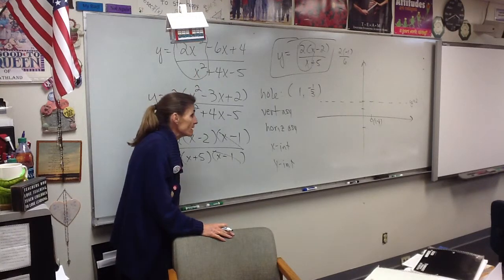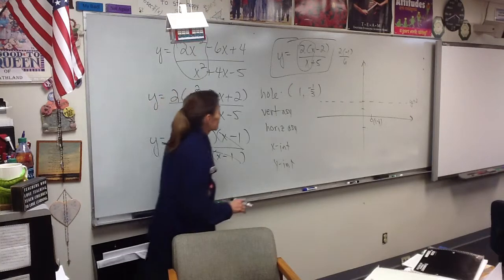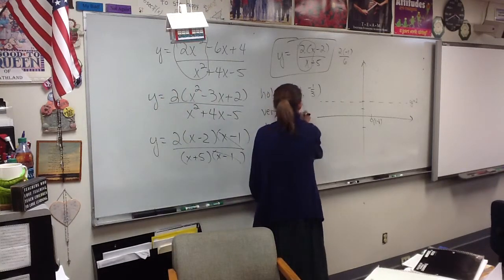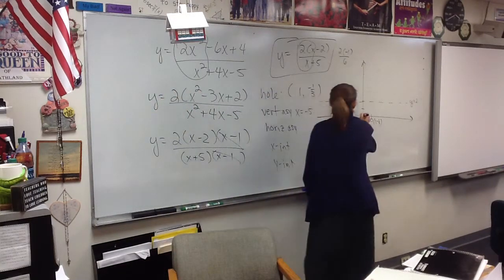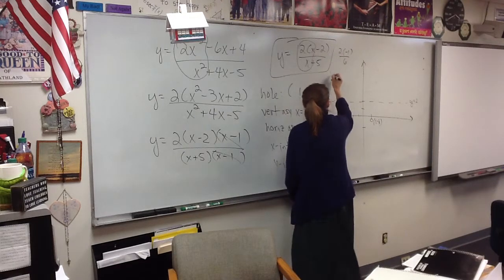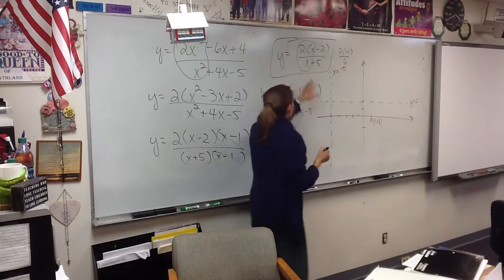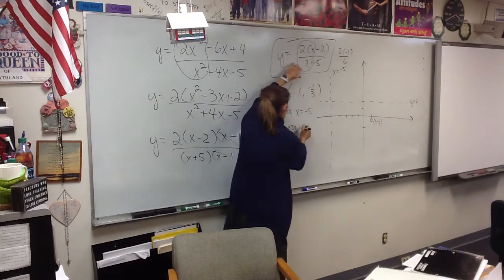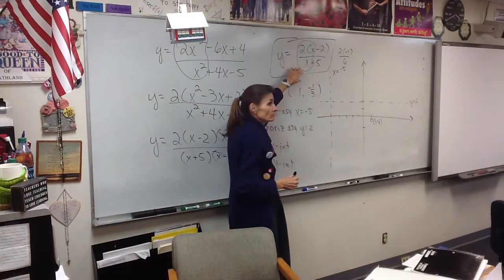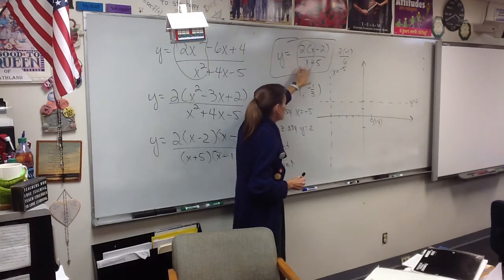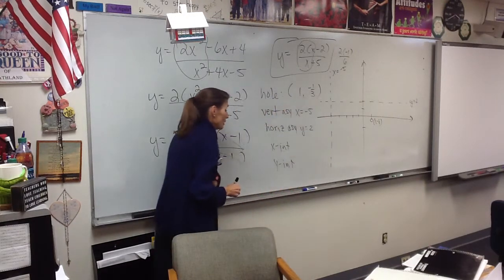What else, Savannah? The vertical asymptote: x equals negative 5 is my vertical asymptote. Where do vertical asymptotes come from? What makes the denominator 0, right? That would be -5, okay?